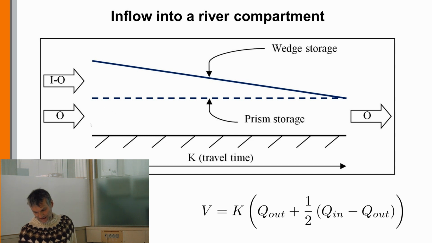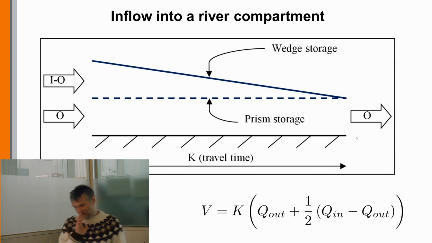We have an ingoing flux here. The ingoing flux can be divided into the outgoing flux, which is here, and the difference between ingoing and outgoing flux. So this part here is the difference between ingoing and outgoing flux. The same flux goes out here. Here comes a little bit more in, so the difference is I minus O, plus O, which is I, and here goes out O.